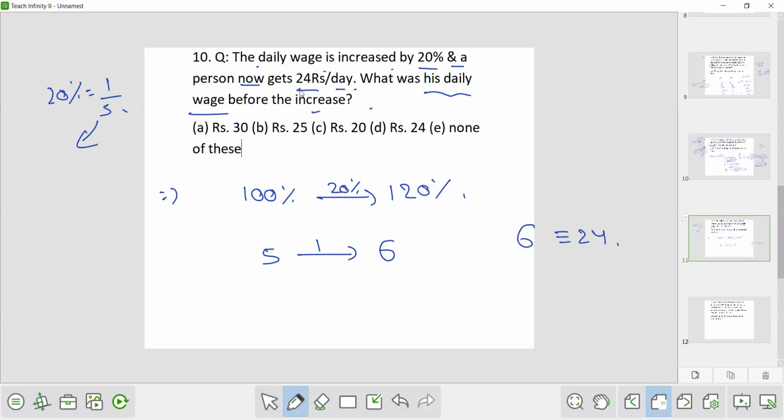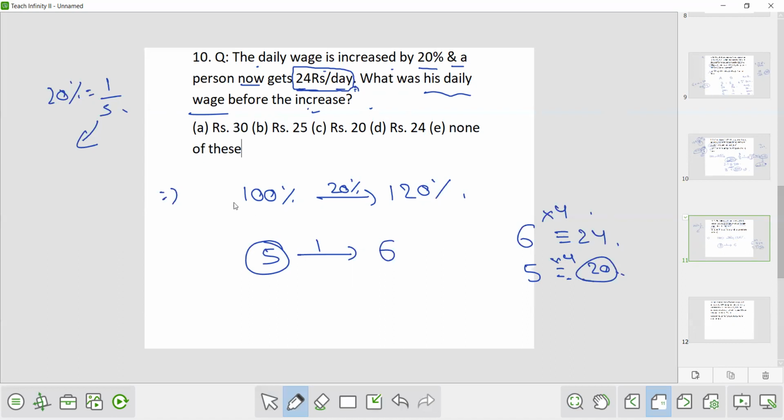Here it is given that a person now gets 24 rupees per day. So 6 is equivalent to 24, how many times? 4 times. So what was his daily wages before the increase? Before the increase it was 5. So 5 is equivalent to how much? Into 4, that is rupees 20.